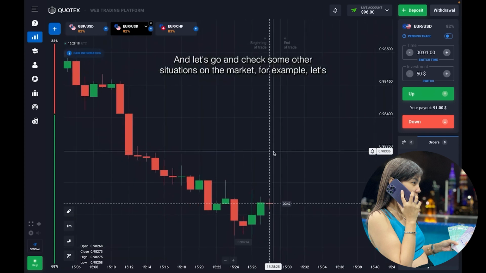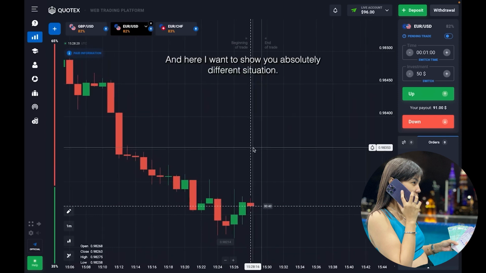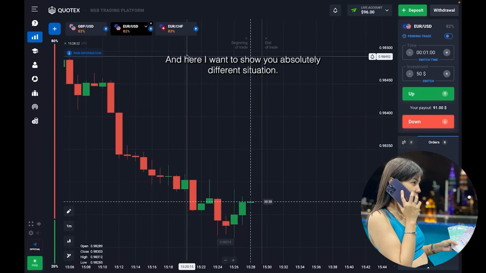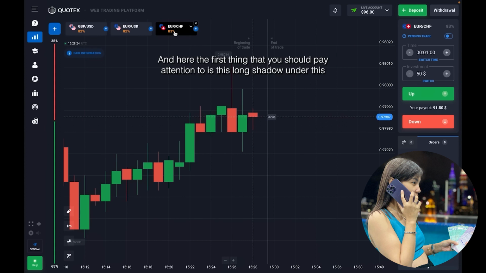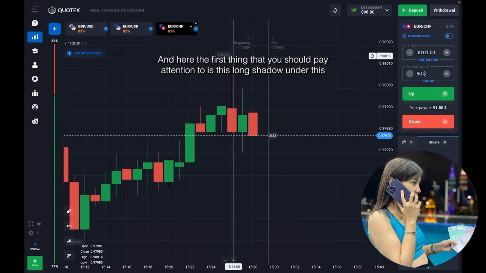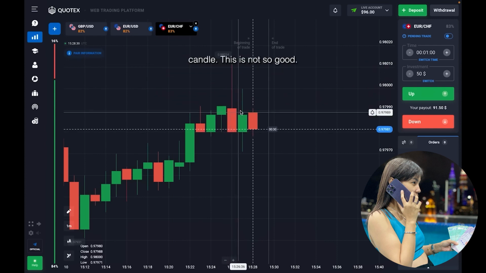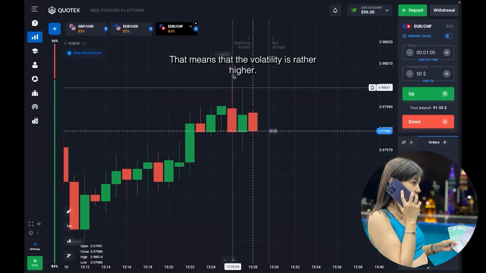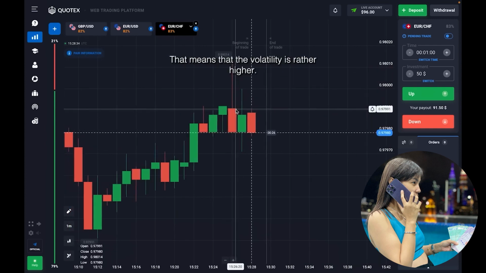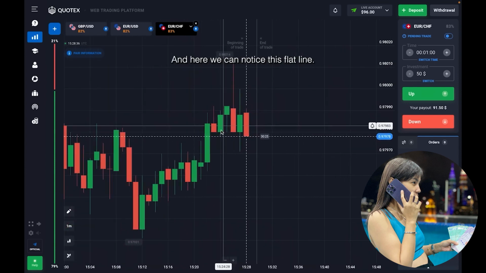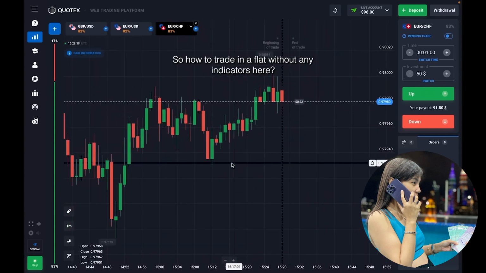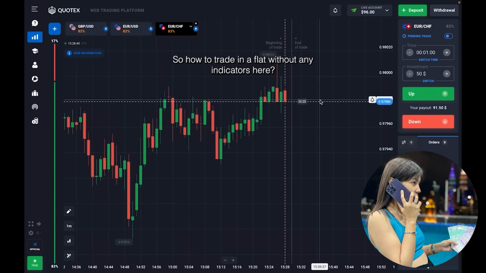For example, let's go to Euro Swiss franc. Here I want to show you an absolutely different situation, and the first thing that you should pay attention to is this long shadow under this candle. This is not so good. That means that volatility is rather higher, and here we can notice a flat line. So how to trade in a flat without any indicators here?